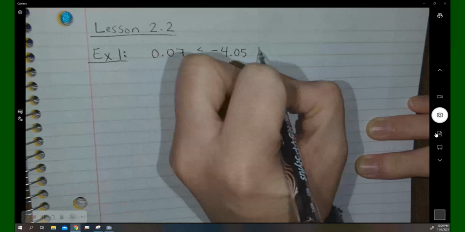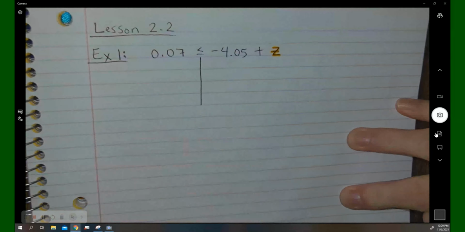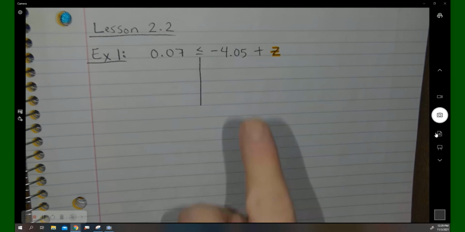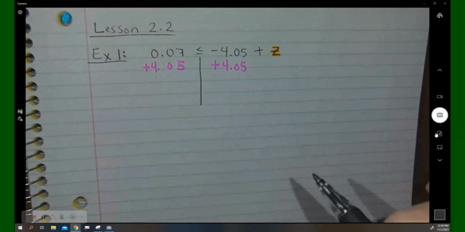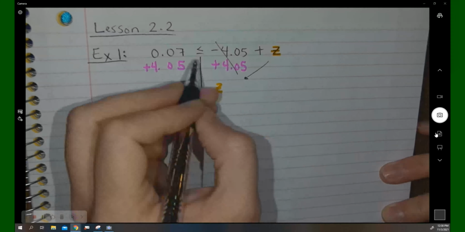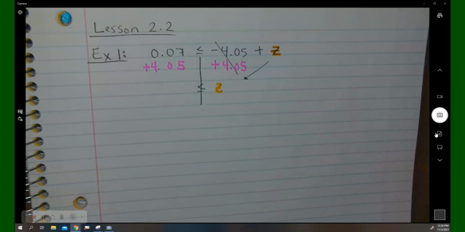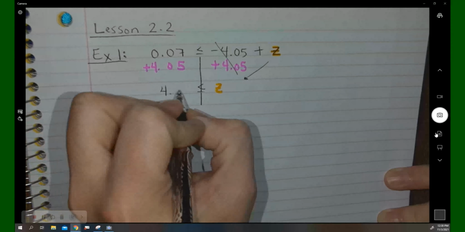So if we take a look at our first example, 0.07 is less than or equal to negative 4.05 plus z. Just like in our equations, our goal is to get this variable z all by itself. So if my goal is to get z by itself, I have to undo the addition or subtraction on the variable side. When I look at the variable side, I have negative 4.05. In order to make that 0, I have to add 4.05 to both sides. So those are going to cancel to make 0. Bring down my z, because I haven't used it yet. I'm going to copy this inequality symbol here, because again, I haven't done anything with it, just like the equal sign. 0.07 plus 4.05 is 4.12.